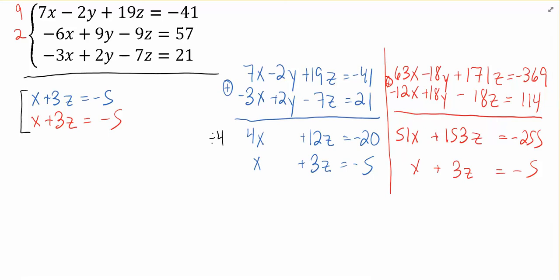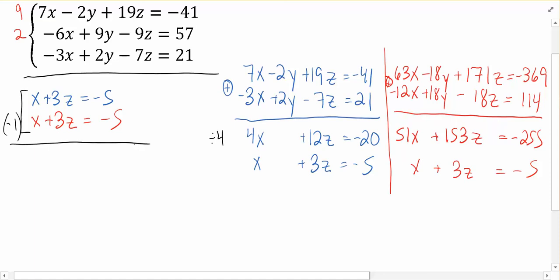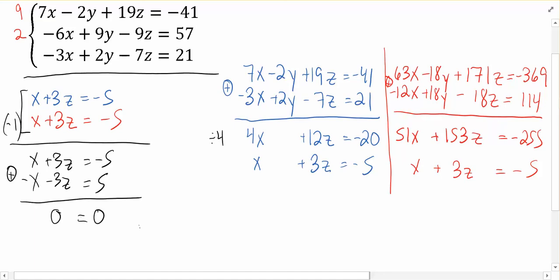Now we can fully convince ourselves of that if we multiply by -1 on the second equation. So we get x plus 3z equals -5, and negative x minus 3z equals +5. Add these together to get 0 equals 0. We have infinitely many solutions.